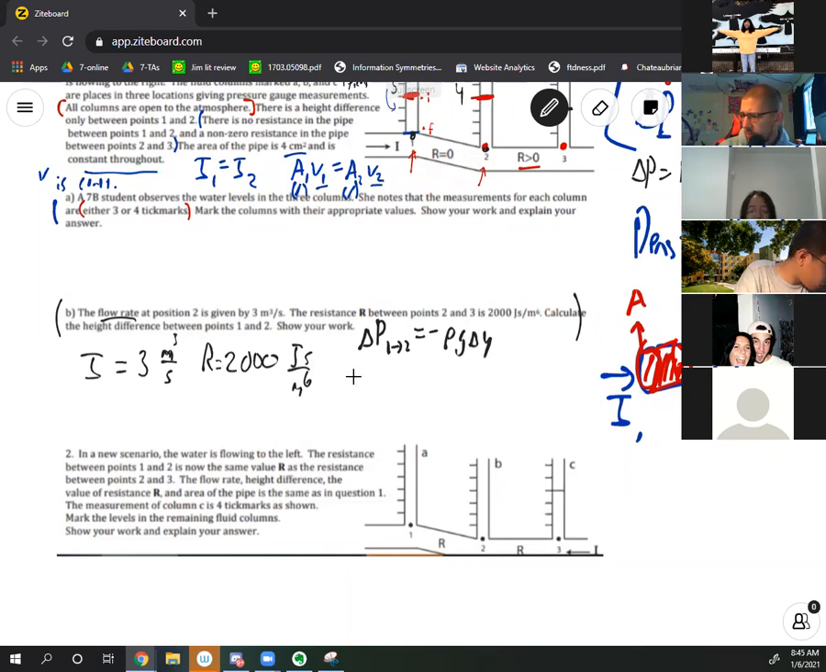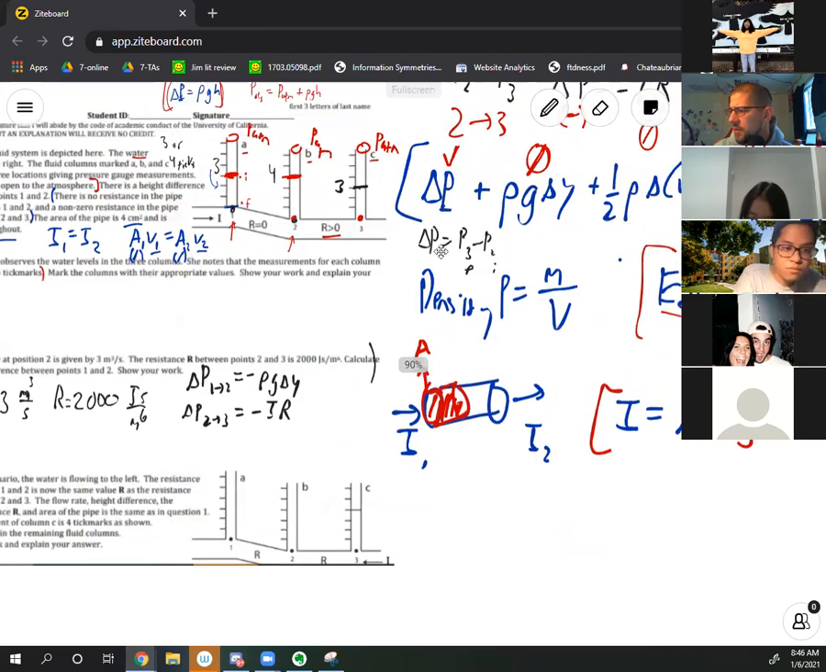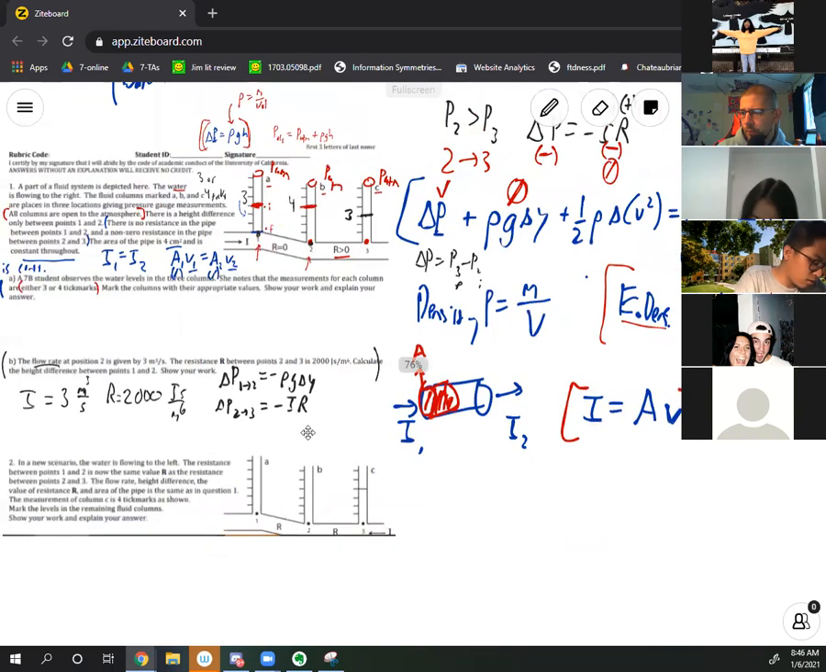And the change in pressure from 2 to 3 is, let's see, it'll be negative IR. There we go. That's from our two previous applications of the Bernoulli equation to our system between points 1 and 2 and points 2 and 3.